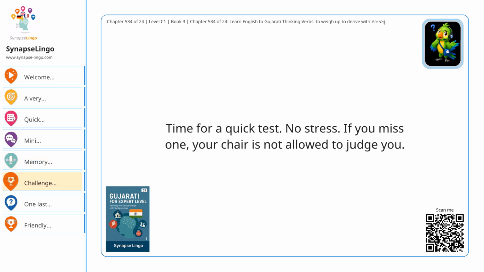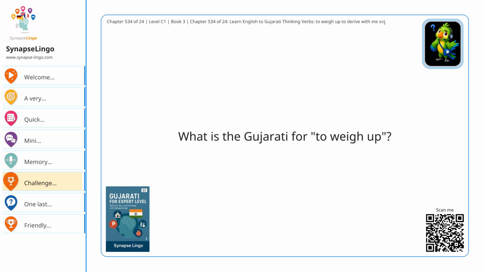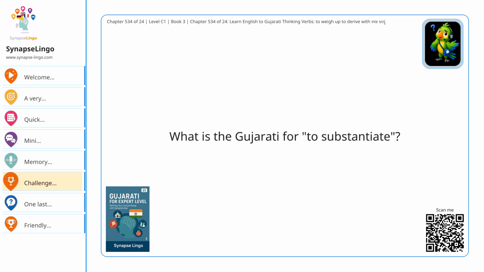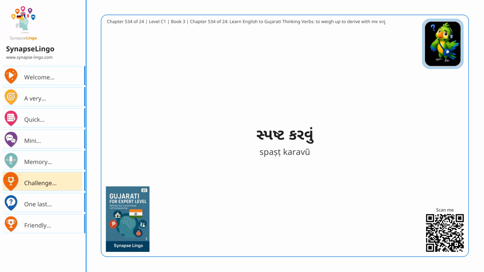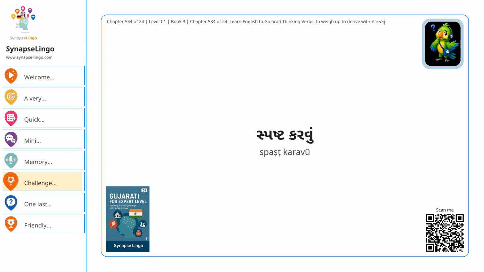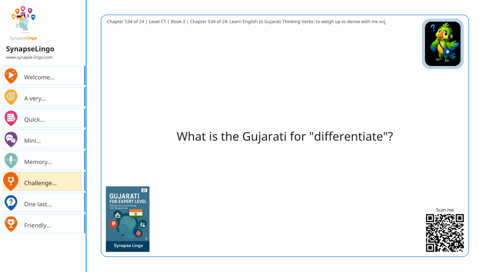Challenge round. Time for a quick test. No stress. If you miss one, your chair is not allowed to judge you. What is the Gujarati for to weigh up? તોલવું. What is the Gujarati for put into perspective? પરિપ્રેક્ષ્યમાં મૂકવું. What is the Gujarati for to substantiate? મજબૂત આધાર આપવો. What is the Gujarati for clarify? સ્પષ્ટ કરવું.